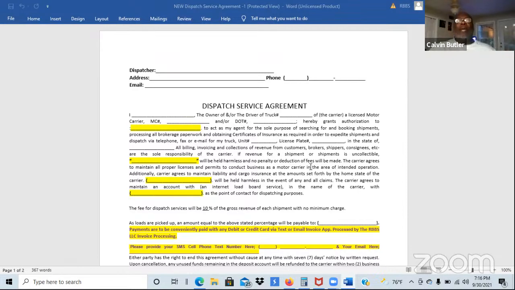The carrier tells you what they want. They give you the parameters. Okay, I want two loads at a price no less than this. I want loads that stay in this area. I want loads that run no more than this many miles out. I want loads that, that type of thing. Okay, so you have to stay within those parameters. You can't just blindly go out and grab a whole bunch of freight and throw it at a carrier.